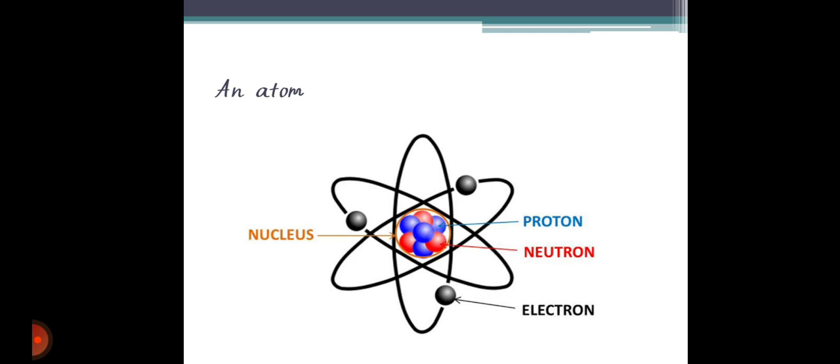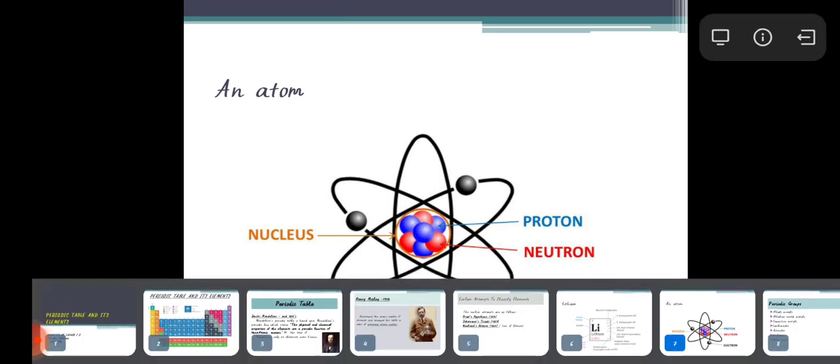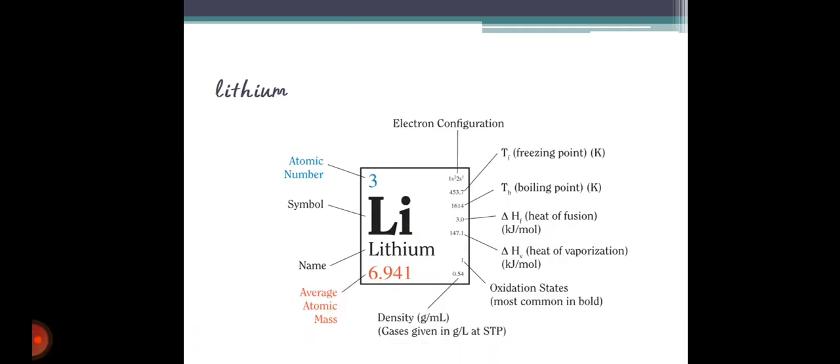An atom consists of a fixed number of protons, electrons, and neutrons, which makes each element unique. Protons and neutrons together make up the nucleus of an atom, while the electrons orbit around it. In a periodic table, a chemical element is represented in a fixed format.